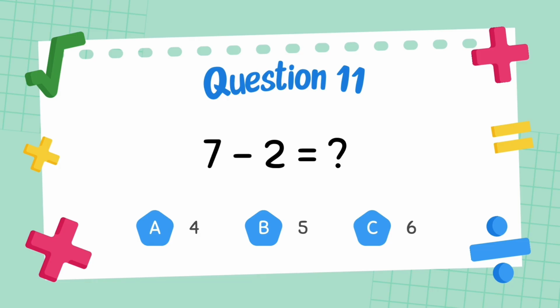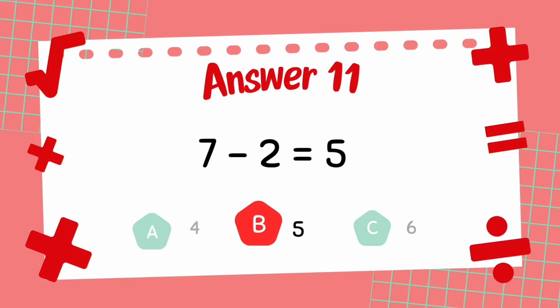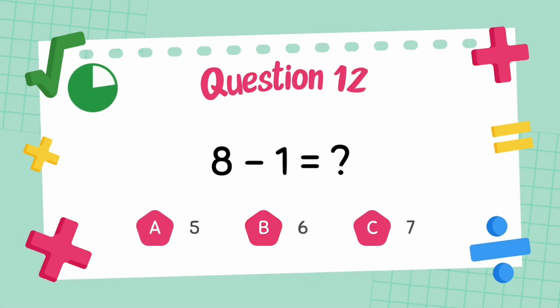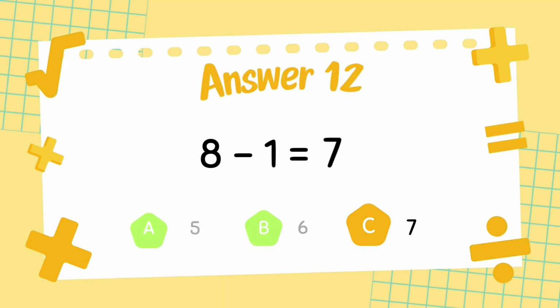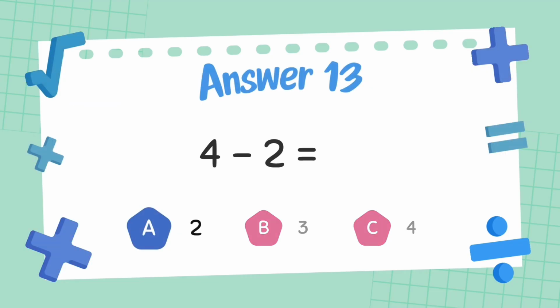What is 7 minus 2? The answer is 5. What is 8 minus 1? The answer is 7. What is 4 minus 2? The answer is 2.